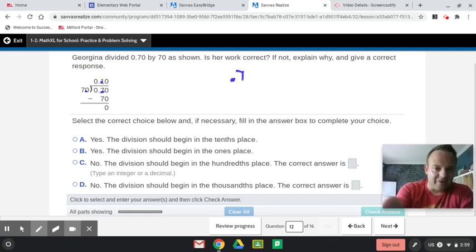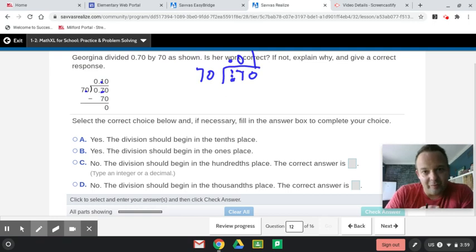At first glance, it looked right. But no. Decimal rises up. You don't really need that 0 in front. 70 goes into 7 0 times, guys. 70 goes into 70 one time. So that you see how they're trying to trick us, right? It's 100ths, not 10 hundredths.